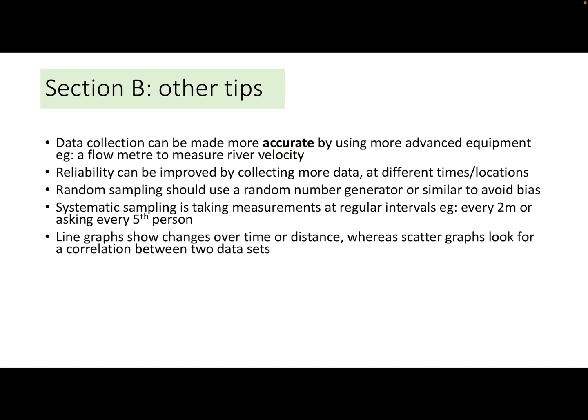If you're doing a questionnaire, you can just ask every, say, 5th person. That's systematic sampling. That helps avoid bias as well. In terms of the graphs, one thing to remember is line graphs. They're the ones that show changes over time. So on a line graph, you usually have time on the bottom, or maybe even distance on the bottom. Whereas a scatter graph could have pretty much anything, and you're just comparing 2 sets of data to see if there's a link between the 2. A scatter graph is the one where you would normally draw a line of best fit.